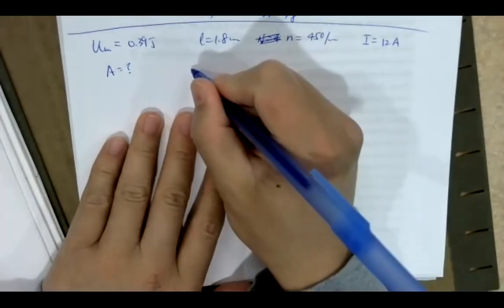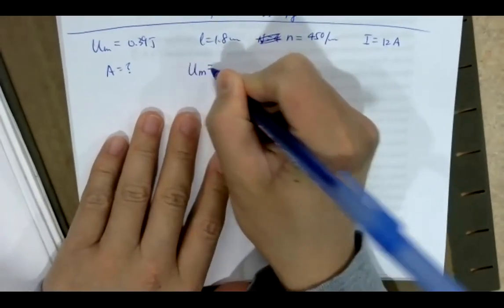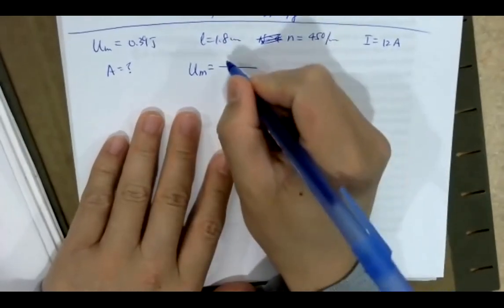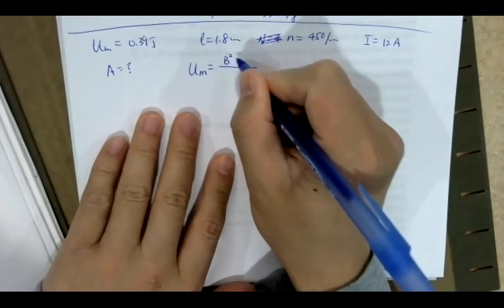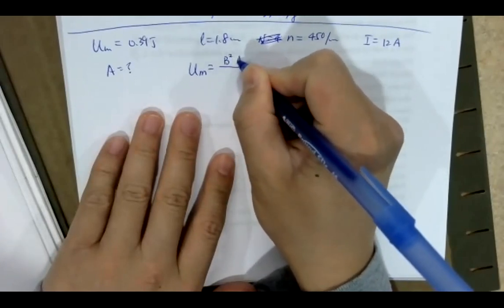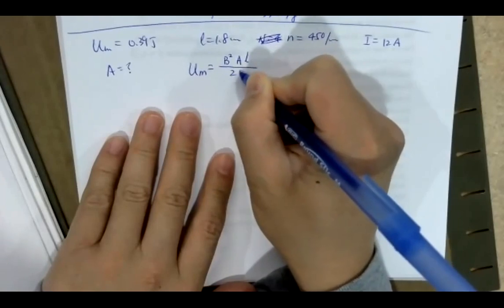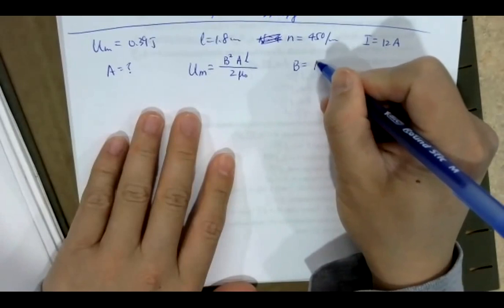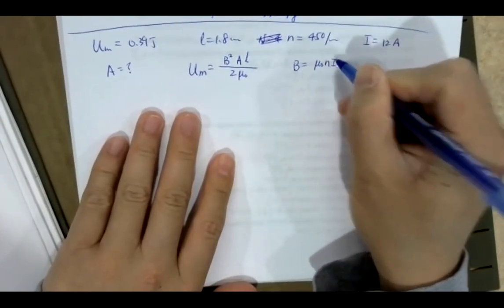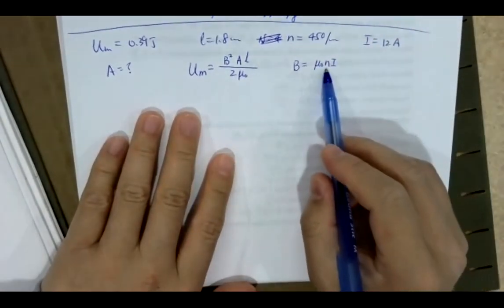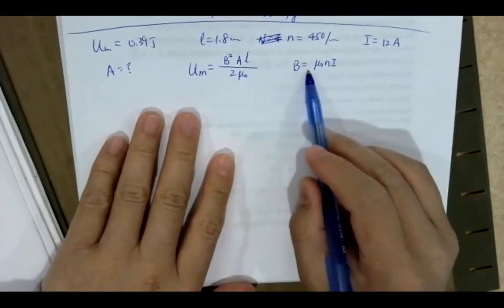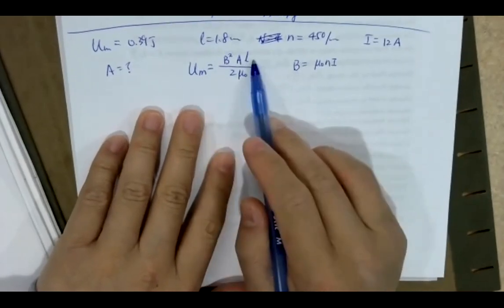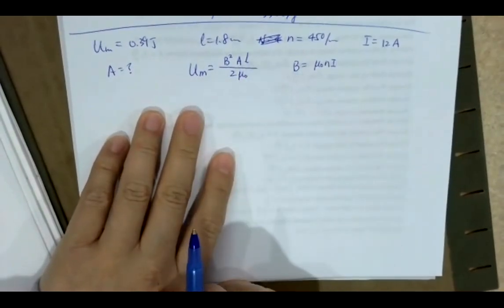If you remember the equation from the previous slides, the energy in the solenoid is B squared times A times L divided by 2 mu naught, right? Now B is related to current. You have n, you have I, so you can calculate B. Once you have B, and the length is given, you can calculate A. Mu naught is a constant.